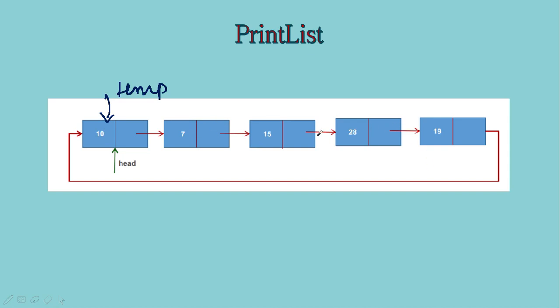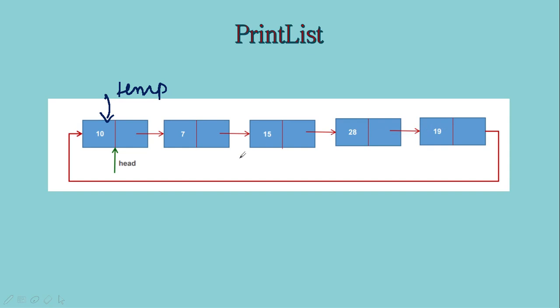How far will you move your temporary pointer? Till you reach the last node. So I'll be telling that while I am not in the last node, you print the data. That's what I'll be telling. And when I write the loop, you will understand, I will not be able to print the last node's value. So I may have to write it separately.